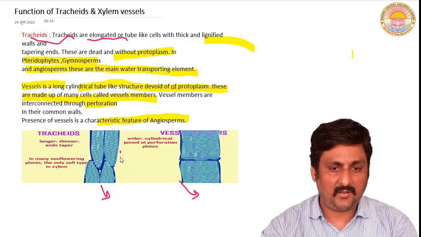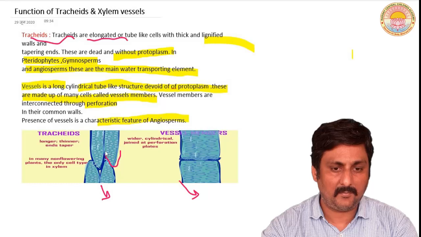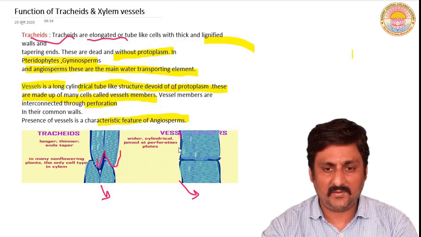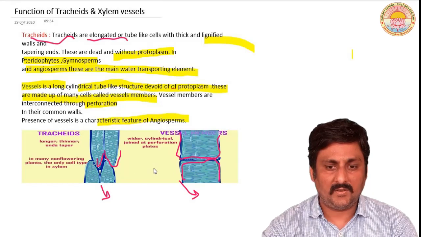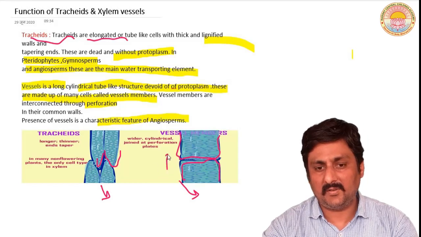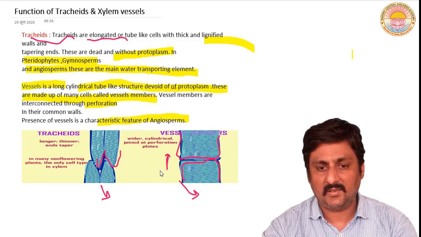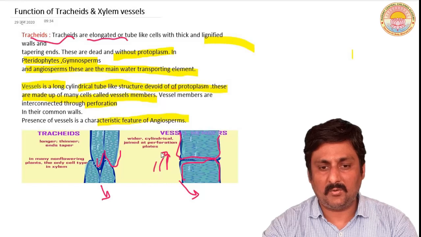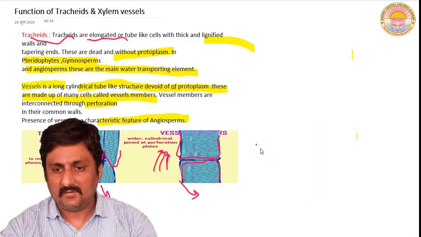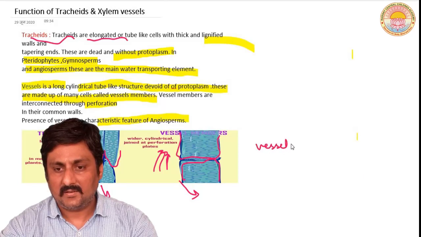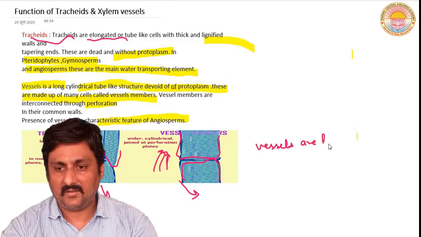See here the tapering ends are present. These are the tapering ends which are present in tracheids. In case of vessels, you can see this is very broad in structure, and therefore vessels are more efficient in conduction of water and minerals from the roots to the above parts of the plant. They are more efficient. You can say the vessels are highly efficient.